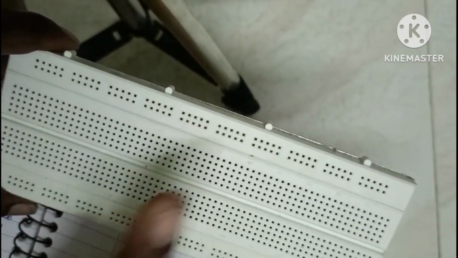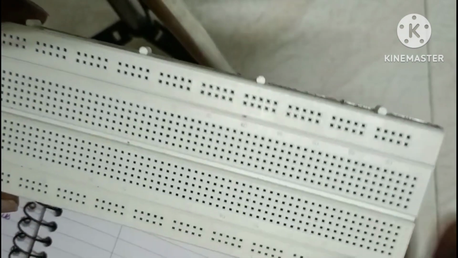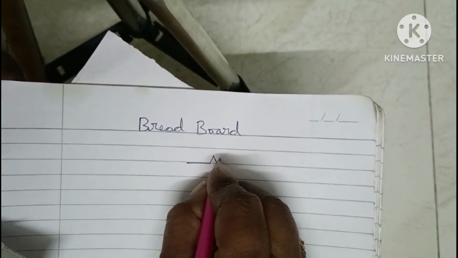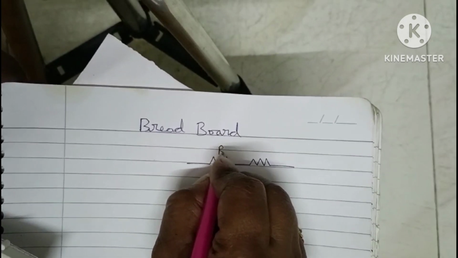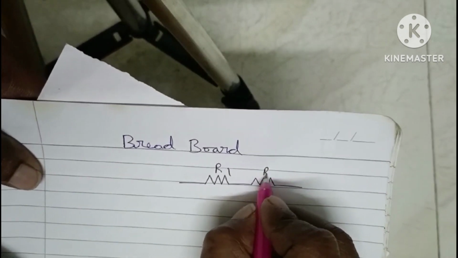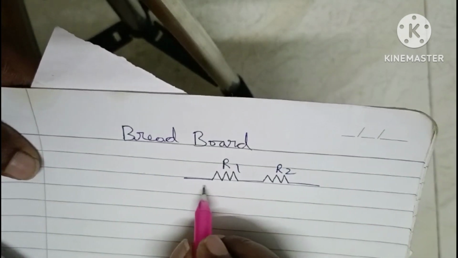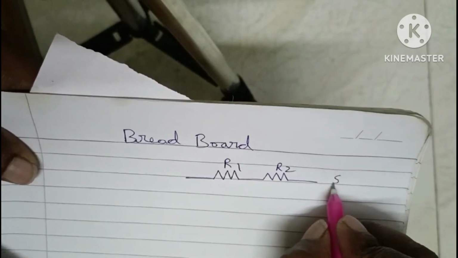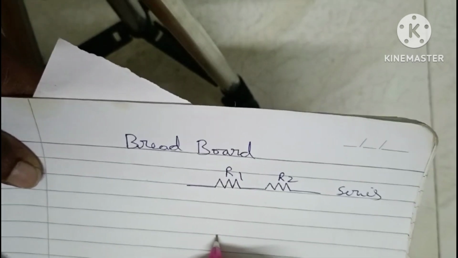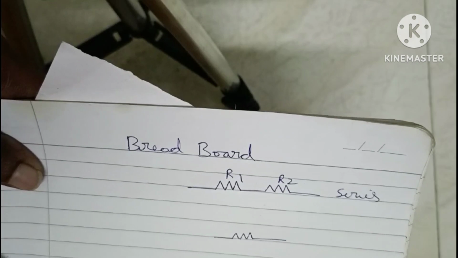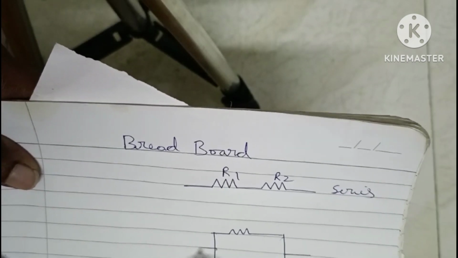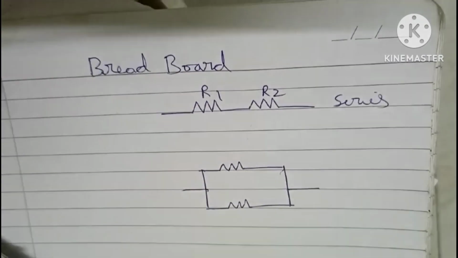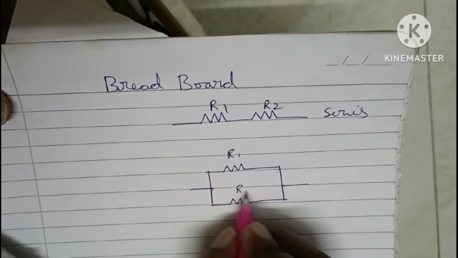I will explain with two circuits, series and parallel connections. I am now drawing two resistors, R1 and R2. Here R1 and R2 are connected in series, a series connection. Next, R1 and R2 connected in parallel, a parallel connection. Now I will explain with these two circuits, R1 and R2.